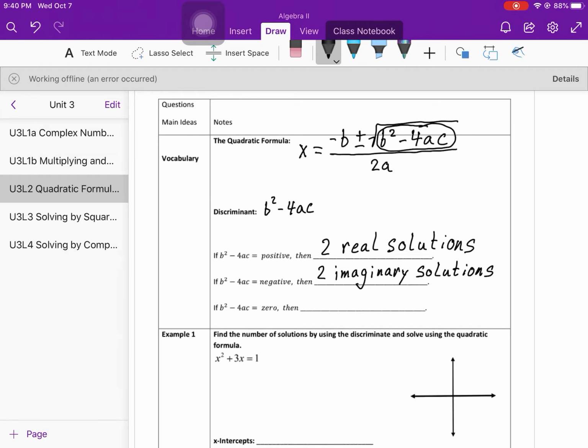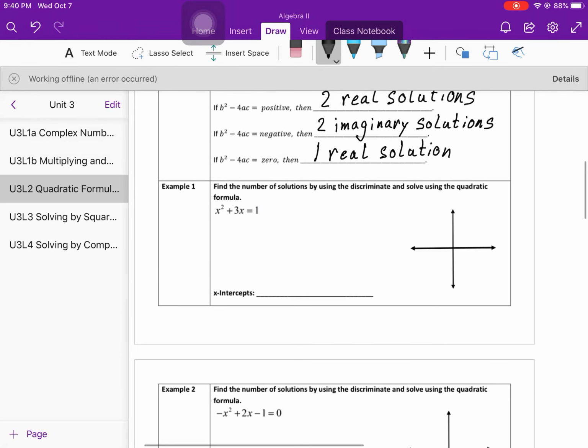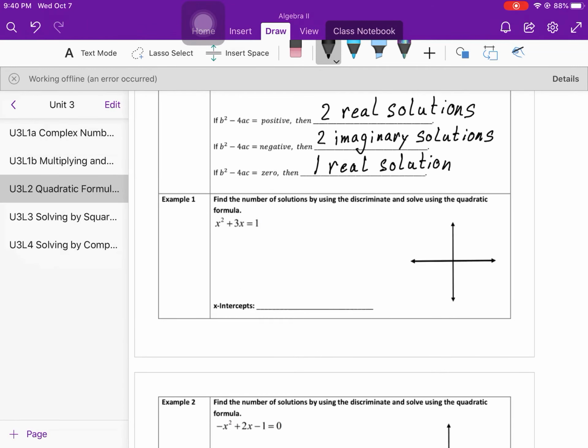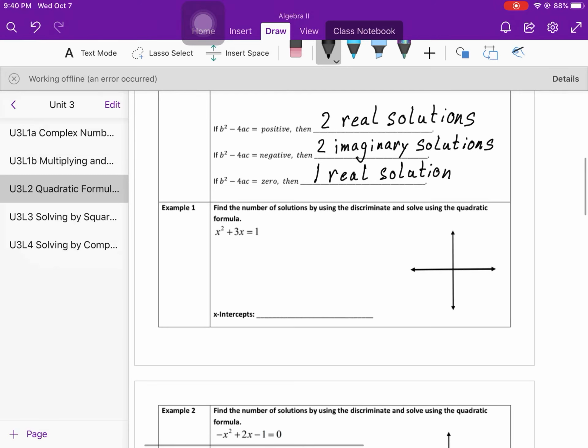But if it's 0, plus or minus the square root of 0 is going to be the exact same thing both times. So then it's just going to be one real solution, because taking the square root of 0 just gives us 0. So that would be a real answer. Okay, so these are the three different types of scenarios that we have. All right, let's actually try this out here in example 1.